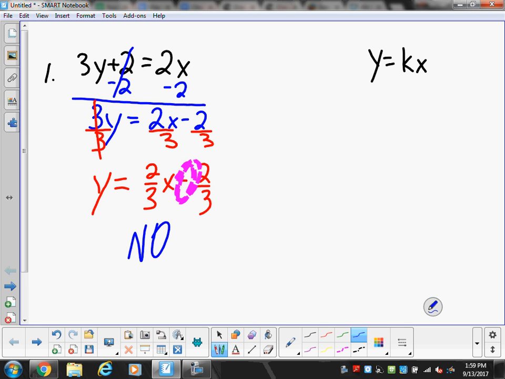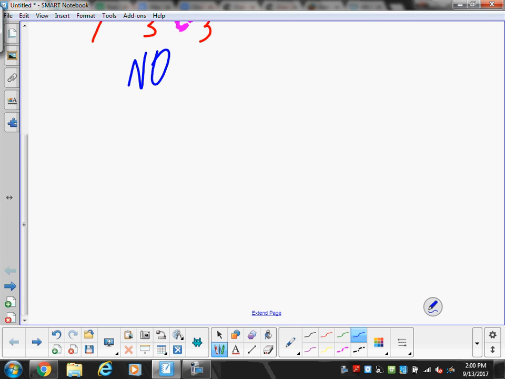The other three, 2, 3, and 4, are all yeses. So you do have to find the constant on each of those. Okay, 2, 3, and 4 are all yeses, so you've got to find the constant. Questions over this part? Okay. The next section, 5, 6, 7, and 8.